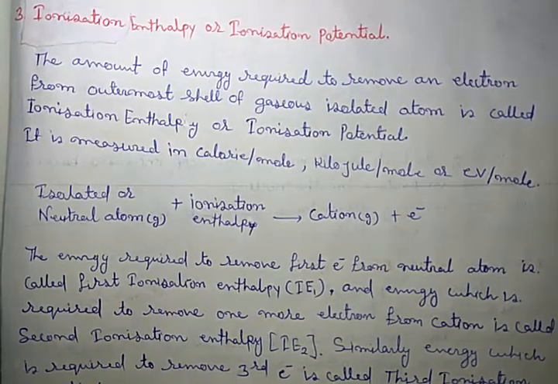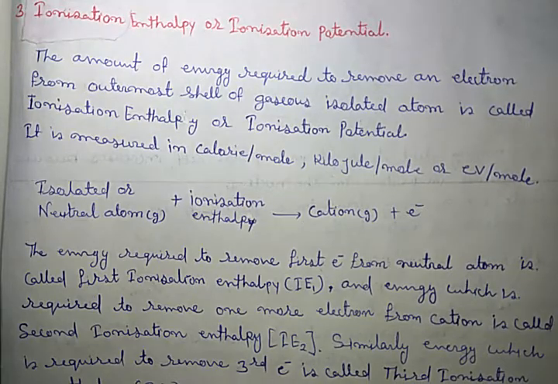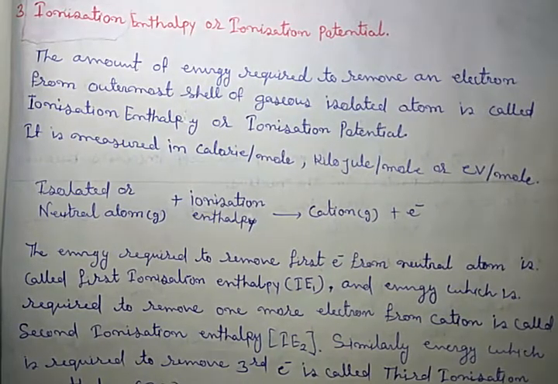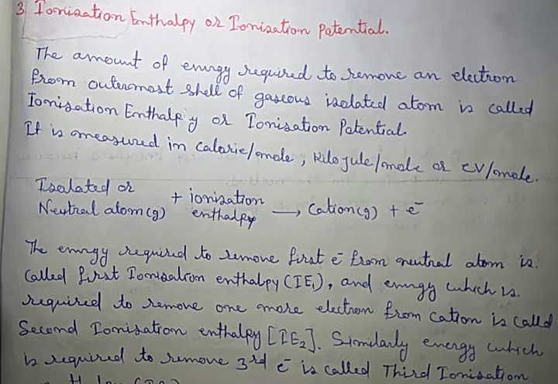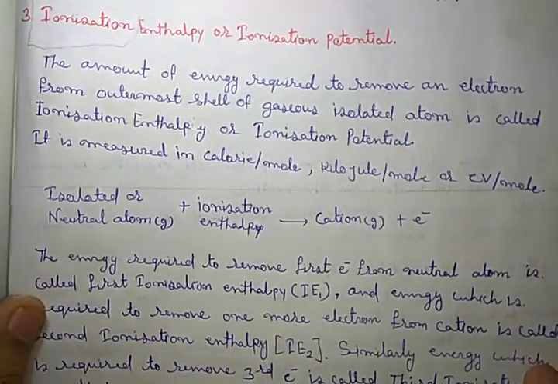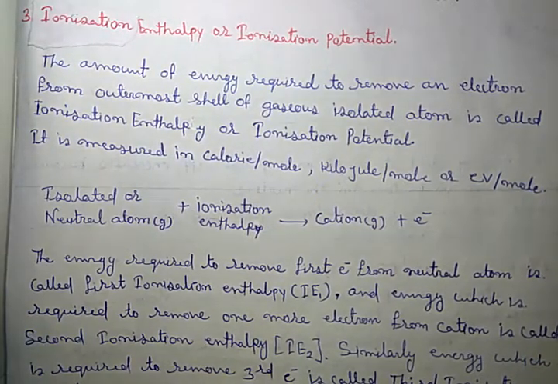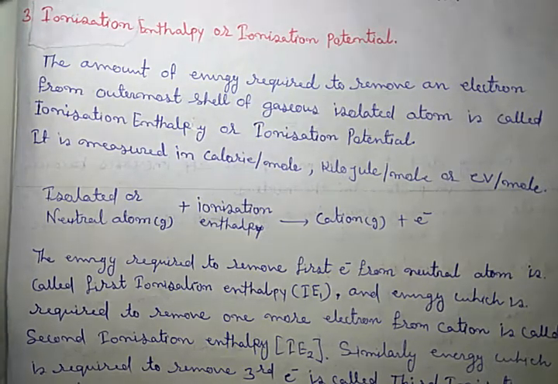In yesterday's class we discussed the modern periodic table and also two periodic properties: atomic size, or atomic radius, and the second one was effective nuclear charge. Now in today's class I am starting the third property, that is ionization enthalpy, or ionization potential.